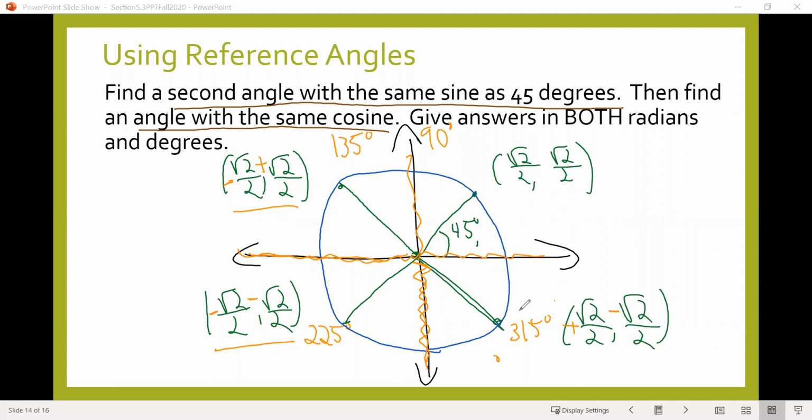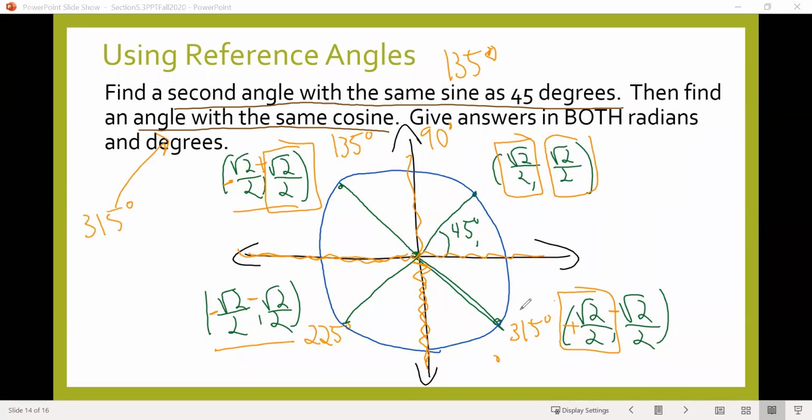So remember, sine is a y value, and here, because our y value is positive root 2 over 2, we're looking for the one that has a positive root 2 over 2 with the y value, and that would be 135 degrees. So 135 has the same sine as 45 degrees. And then for cosine, we have to look at the x value. So that's going to be positive root 2 over 2. And the other one of these 4 where we see that the x value is positive root 2 over 2 is down there at 315 degrees.